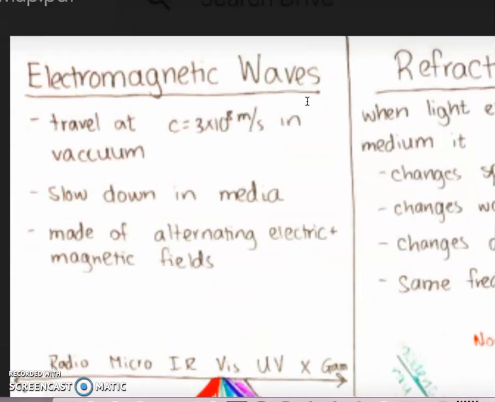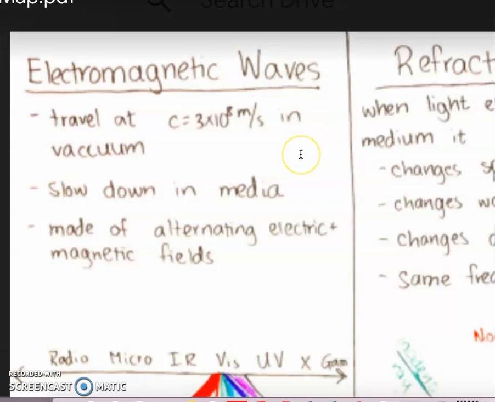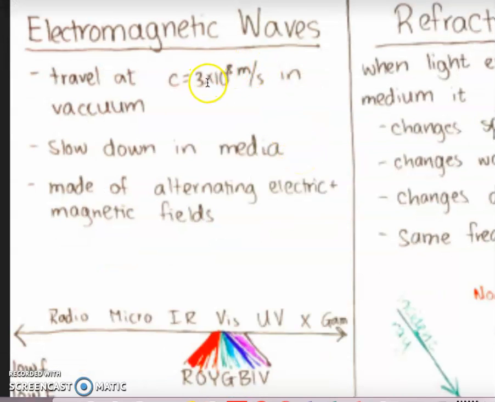Now, electromagnetic waves all have a bunch of things in common. They travel at the speed of light in a vacuum, but they slow down when they go into other media. And that's because in other media, there's more particles in the way, causing the light to slow down.